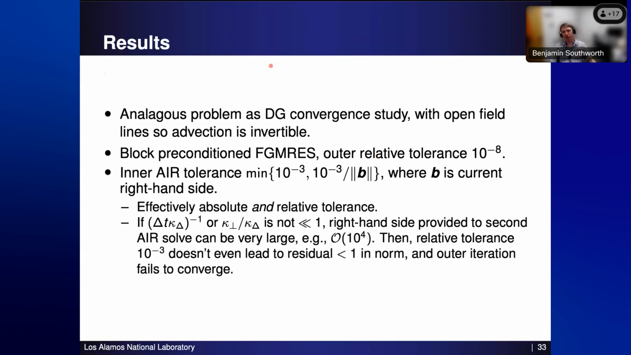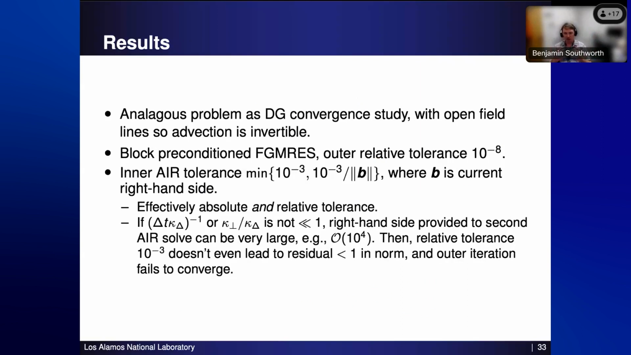And so to demonstrate it, we choose an analogous problem as for our DG convergence study. And the key here is that we use open field lines. When I say open field lines, I mean the field lines do not connect in a circle. The reason for that is if we have closed field lines and we go back to our directional gradient, the advection operator by itself as a steady operator is not invertible. And that's unfortunate, but it's a problem.